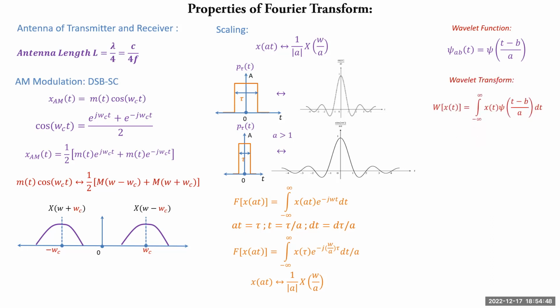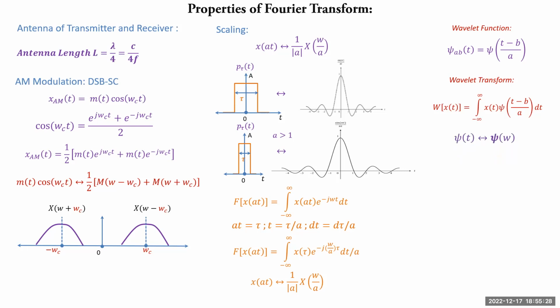Now we'll look into the wavelet transform. The wavelet transform is again a dot product, where x of t is projected on psi of (t minus b) upon a. So it is the same as the Fourier transform, where the kernel function is psi of t with parameters a and b. However, it offers simultaneous time and frequency resolution, which is not possible in the Fourier transform. And this is one of the applications of the scaling property of the Fourier transform.